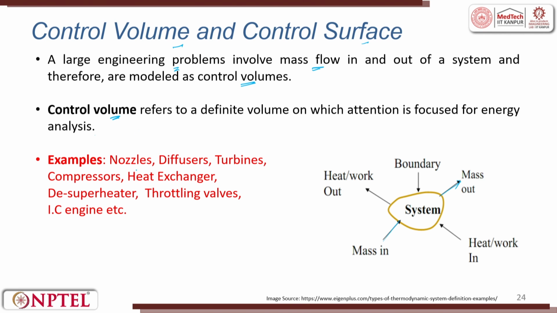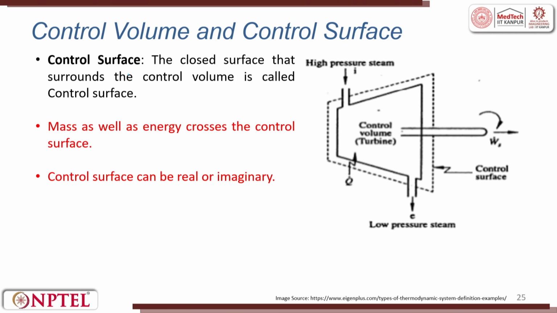What are the examples? Examples are nozzle and diffuser. A nozzle is focusing; you have something coming in, so you focus it through the nozzle and increase the pressure. The area is small, the volume is constant, so you pressurize it and get higher pressure air or water coming out. A diffuser is vice versa. Turbines, compressors, heat exchangers, de-superheaters, throttle valves, and IC engines all follow the control volume. What is a control surface?